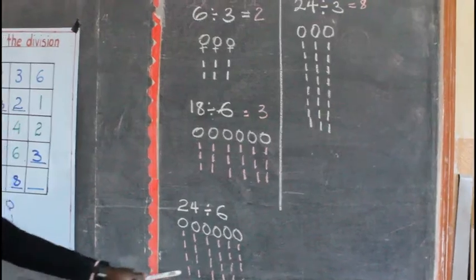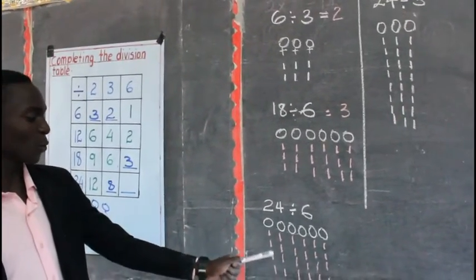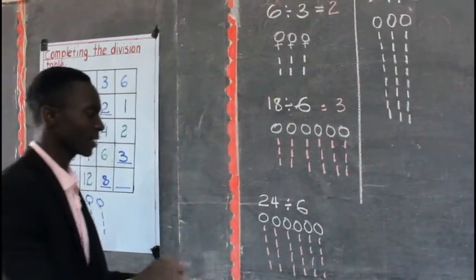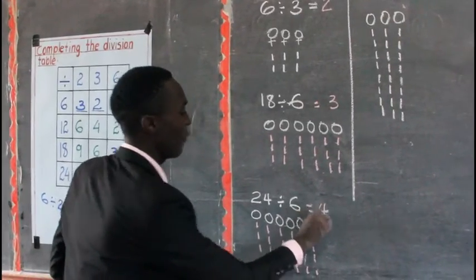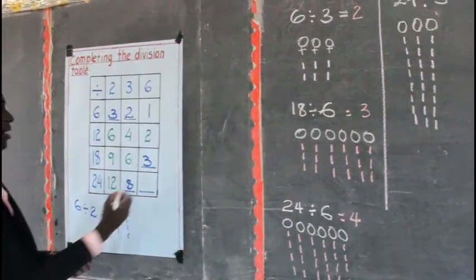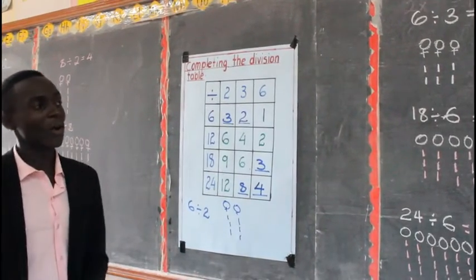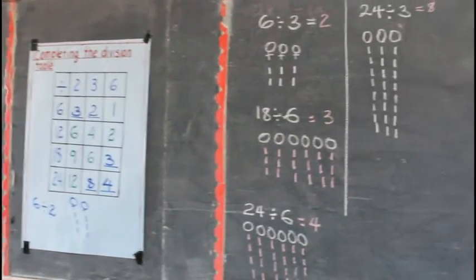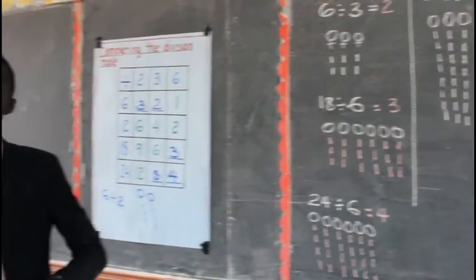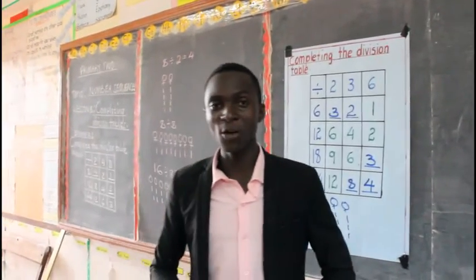Each person gets how many? Let's count. 1, 2, 3, 4. So each person gets 4. So after getting 4 there, you will come and put your 4 here. So that's how we complete the table by dividing whole numbers.